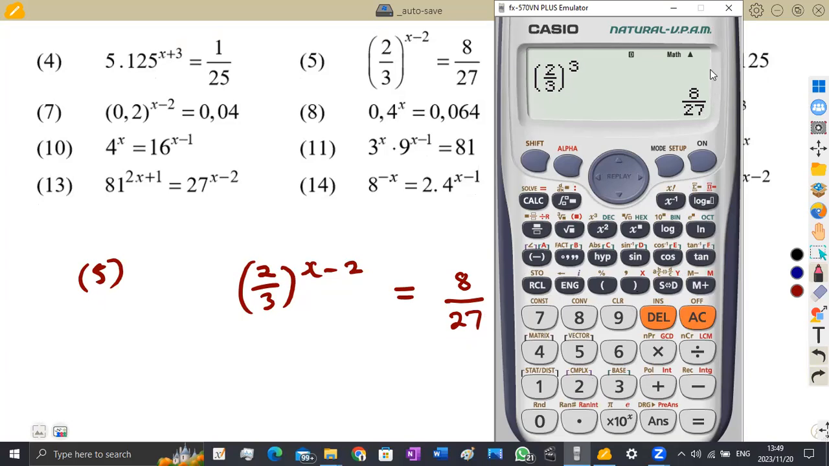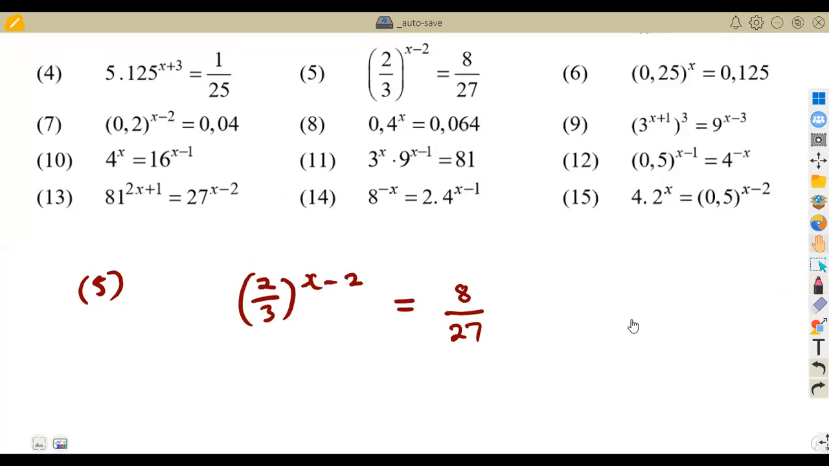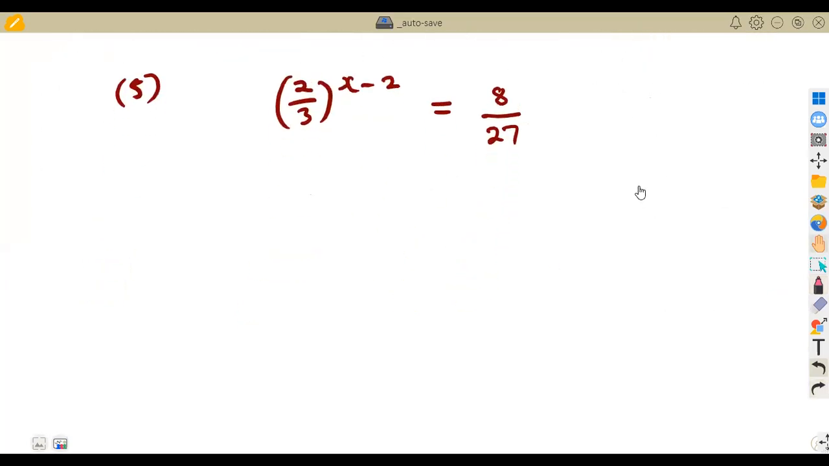But if you know it by head that 2 to the exponent of 3 is 8, and 3 to the exponent of 3 is 27, there is no need for you to use a calculator like this. Here I'm just showing for all of us to understand. But you must actually know it by head, you're not supposed even to go back to the calculator like this. So this is what we saw.